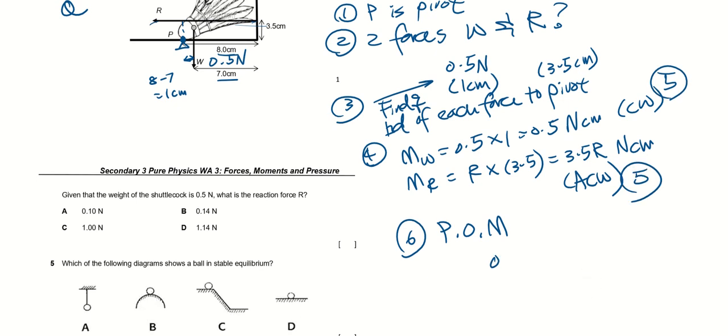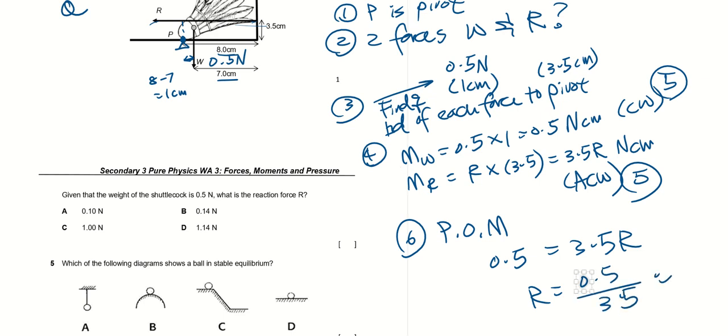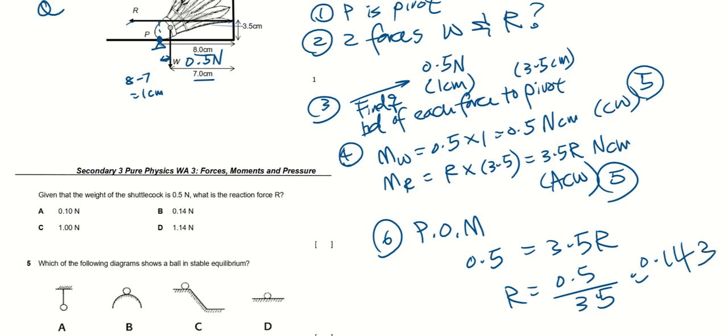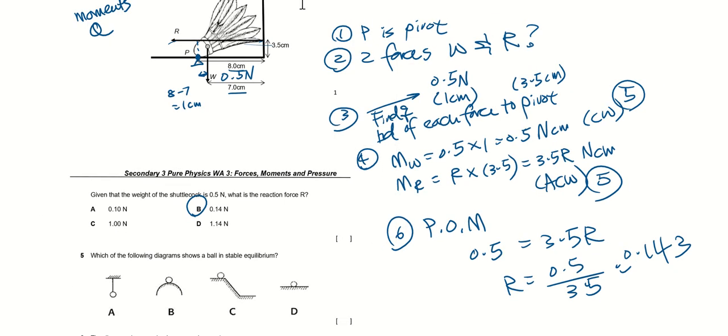So clockwise equals to anti-clockwise, so 0.5 is equals to 3.5 R. So R equals to 0.5 over 3.5. I got 0.143. Okay, so the best answer for this MCQ will be B. Okay, so the answer is B.